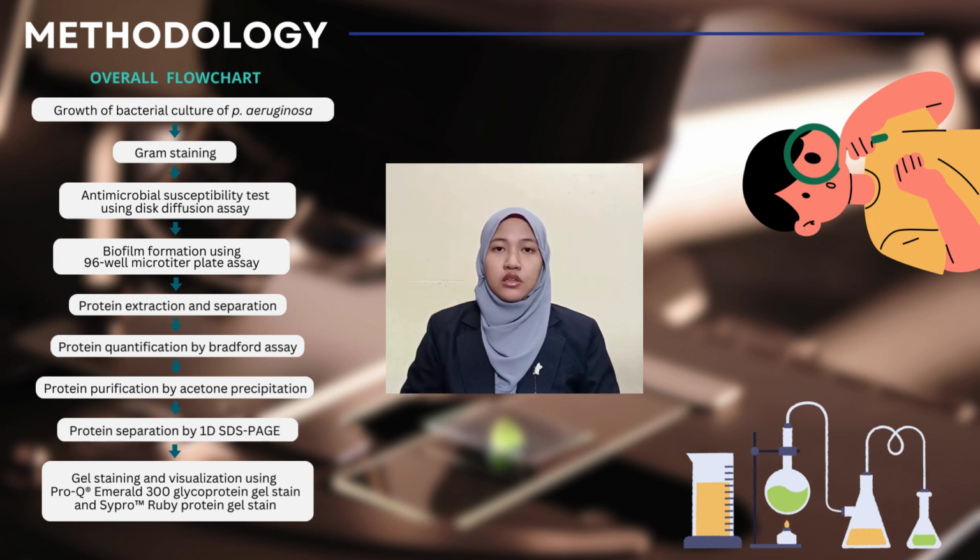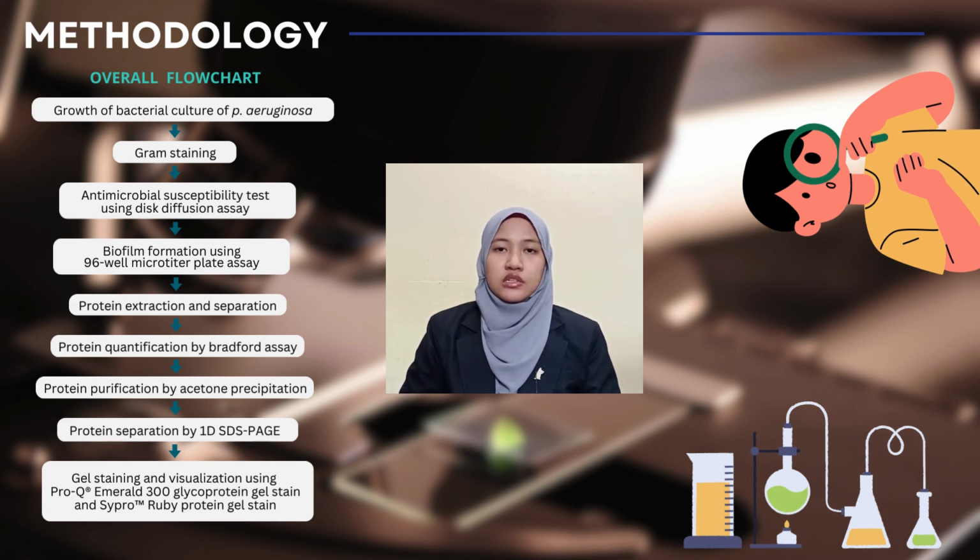Next, methodology. First of all, grow the bacterial culture in LB broth. After that, streak on the nutrient agar to get a single colony. Using the same nutrient agar, it will be used for Gram staining. Next, the antimicrobial susceptibility test using the disc diffusion assay. In this experiment, we use 4 antibiotic discs which are meropenem, aztreonam, penicillin, and ceftazidime.